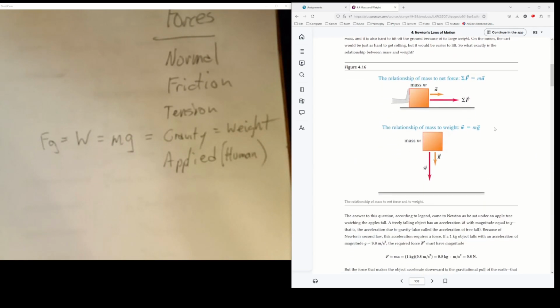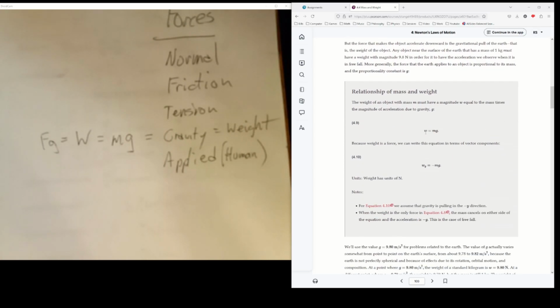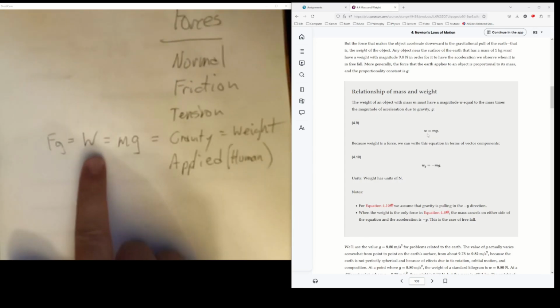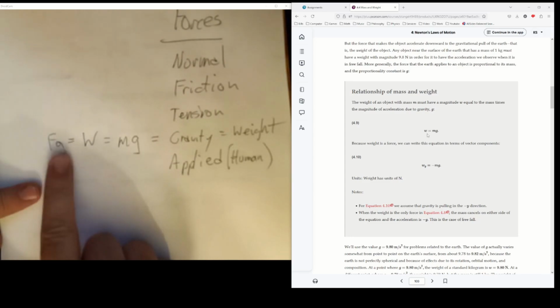And some more examples here. Here's where they're saying W equals mg, right here in equation 4.9, W equals mg. That's a statement right here. And again, that is the force of gravity.